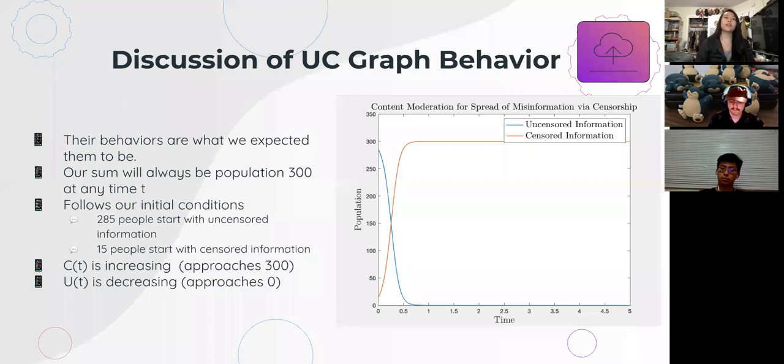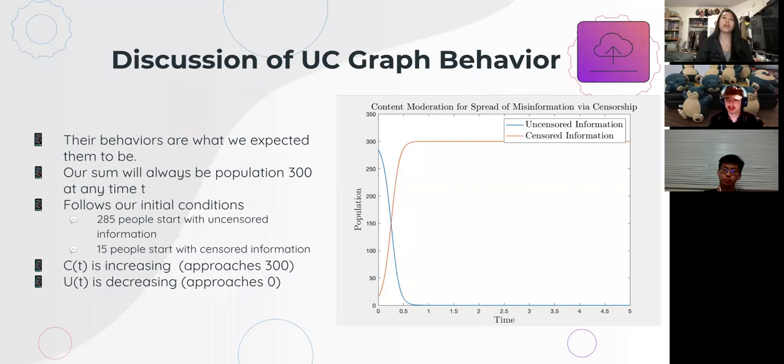So when looking at the behavior of our UC graph, we can see that it matches our expectations. It follows our initial conditions that 285 people will start with uncensored information and that 15 people will start with censored information at time t equals 0. Our C of t is increasing as expected because it represents people moving from the uncensored info group to the censored info group. At the same time, our U of t is decreasing as expected because it is representing people leaving the initial first group.